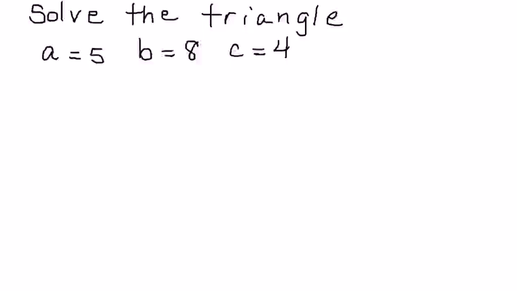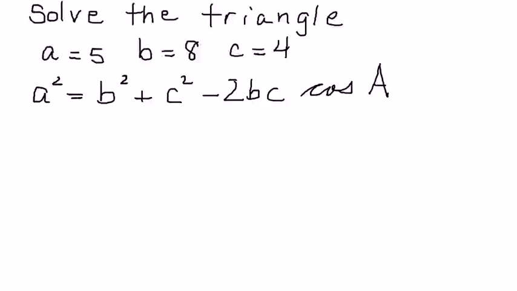Solve the triangle. We've been given 3 sides and no angles. We need to find the 3 angles. We're going to use the law of cosines. Let's first find angle A. We will use this form of the law of cosines that involves the angle A.